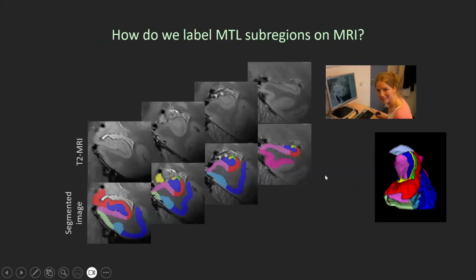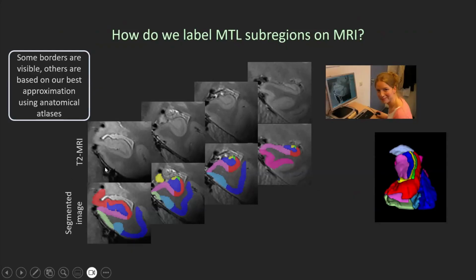So for those of you not so familiar, how do we label subregions on MRI? Basically, you can scroll through the brain from anterior to posterior, from the front to the back. On each slice, you can outline or label or color the regions of interest. If you put them all together, you get a 3D rendering. As you see on the right, you can measure volume or thickness or surface deformation, whatever you want.